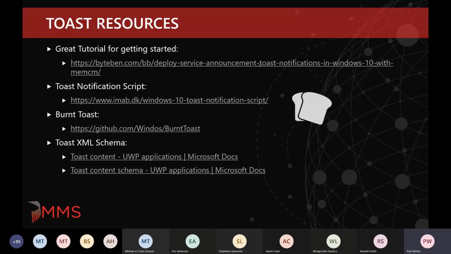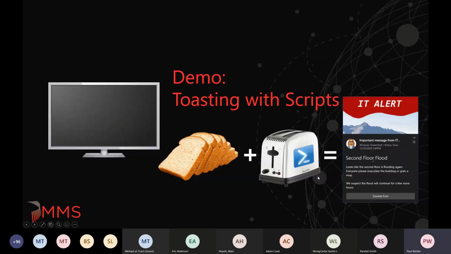There's another tool out there called Burnt Toast. I haven't really worked with it too much, but it's a PowerShell module you can download, and it gives you functionality to build toasts with just PowerShell versus digging into XML. So that's out there. And then Microsoft, again, always has pretty good documentation on everything and anything. So there's a couple links to the XML schema for toasts out there. So that's it with that.